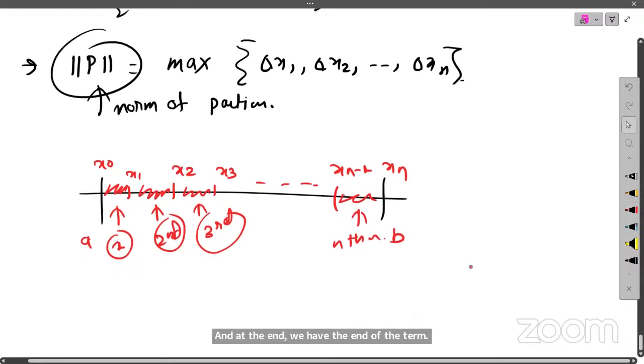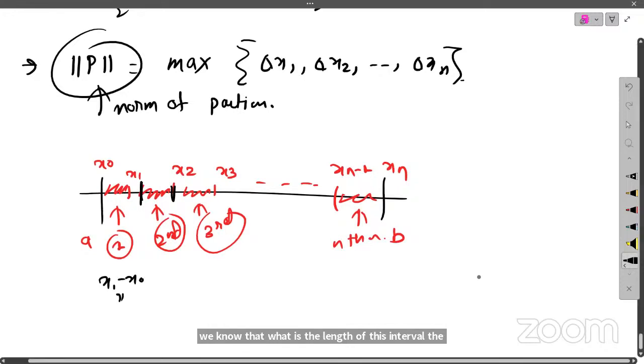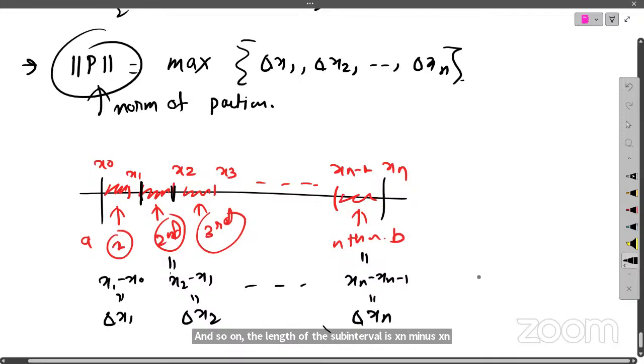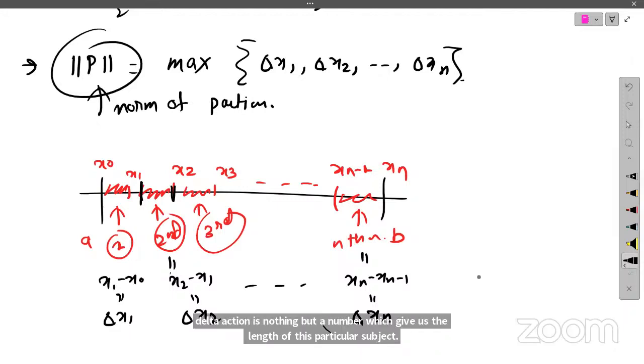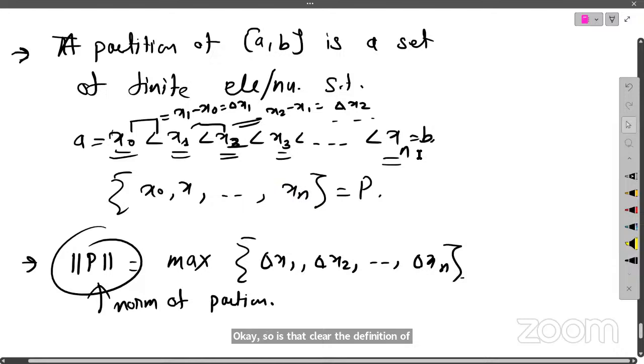And what is this norm? This norm says, if you compute the length of each subinterval, the length of this subinterval is x1 minus x0, which is our delta x1. The length of this particular subinterval is x2 minus x1, which is equal to delta x2. And so on. The length of the last subinterval is xn minus xn minus 1, which we denote by delta xn. So this delta xi is nothing but a number which gives us the length of a particular subinterval. If you choose the largest length, that length is nothing but the norm of P. Okay, is that clear? The definition of partition and the norm.